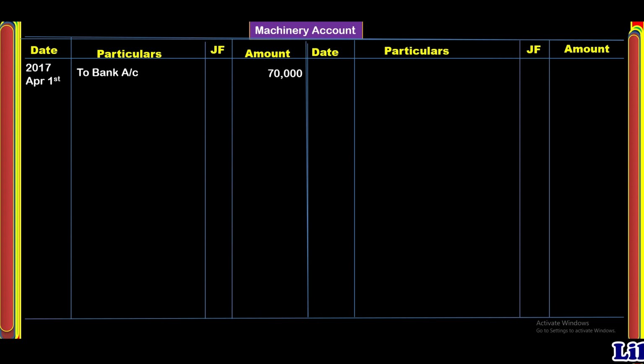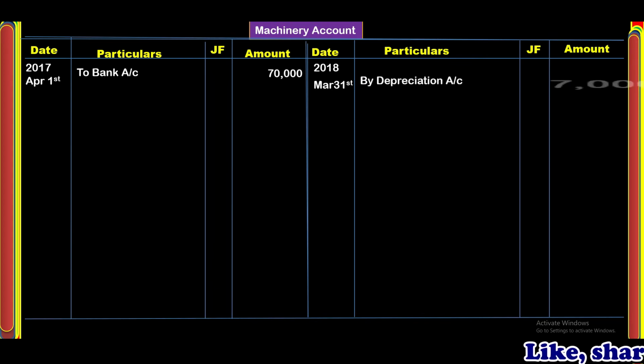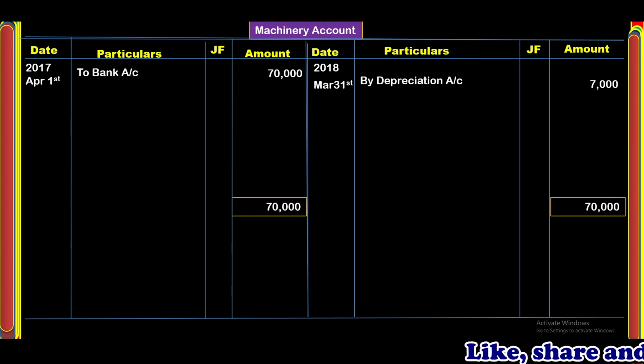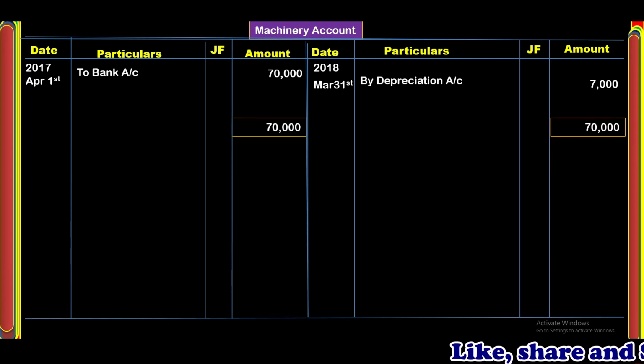On the credit side we should show the depreciation. Here the journal entry is depreciation account debit to machinery. So credit side 2018 March 31st by depreciation. We calculated depreciation here as 7,000. So the amount is 7,000. Nothing is there to post in this first year. So we should total on both sides: debit side 70,000 and credit side 70,000. But on the credit side from 70,000 we should minus 7,000. Then the remaining balance 63,000 we have to show.